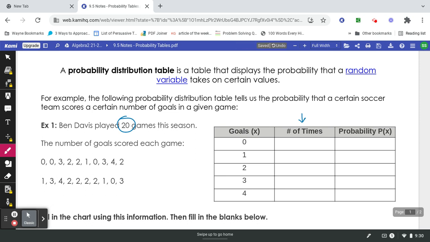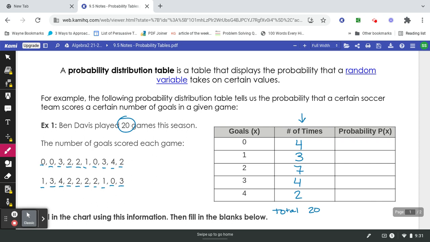So how many times are there 0 goals scored? So 1, 2, 3, 4. And then we just write 4. And we just continue that process. So count up how many ones there are. 1, 2, 3. How many 2s there are. 1, 2, 3, 7. How many 3s there are. 1, 2, 3, 4. And how many 4s there are. 1, 2. All right. And then we have our total, which we said was 20.